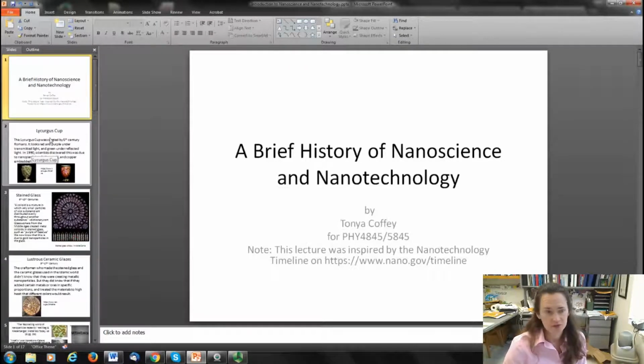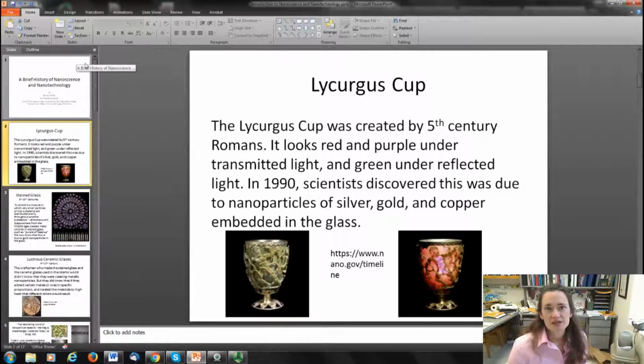in this brief lecture. So it's interesting to realize that nanoparticles and nanoscience were in use by craftsmen long before they really understood that what they were doing is making nanoparticles. One example of this is the Lycurgus Cup, which was created in the 5th century by some Romans. You can see here two photos of the cup, one under reflected light and one under transmitted light. And you can see that it looks like different colors in those two different situations.